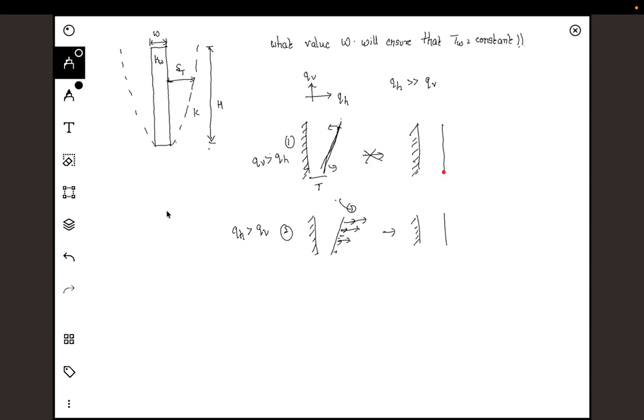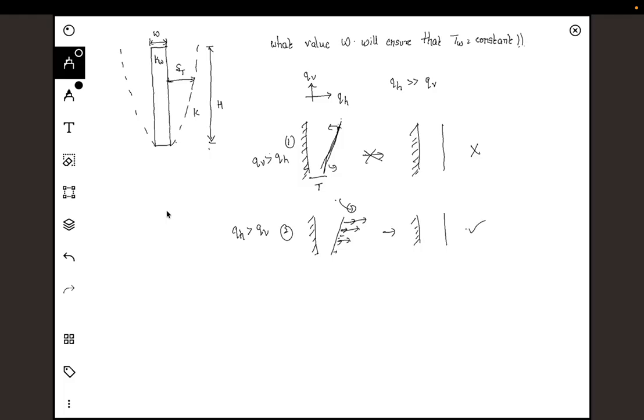it would not eventually come to this point, because after a point, as the temperature keeps moving like this, once the temperature becomes uniform, QV is actually going to zero. But since there is a finite QH, this criterion won't be satisfied. So this thing cannot exist. The only scenario where uniform wall temperature is possible is this.